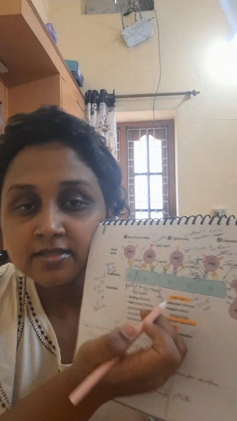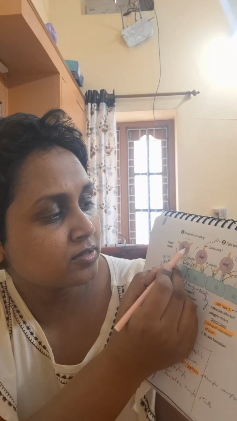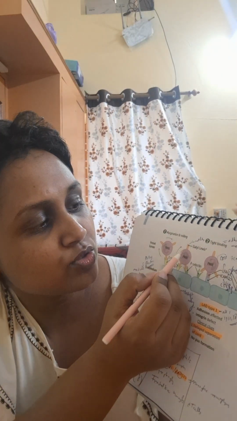In rolling, we'll see selectins bind to sialyl Lewis X on leukocytes. What is sialyl Lewis X? You can see in this picture, this is the selectin. You can see one carrot-like structure. That is the sialyl Lewis X.